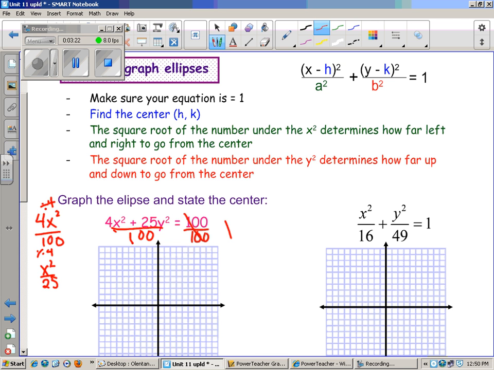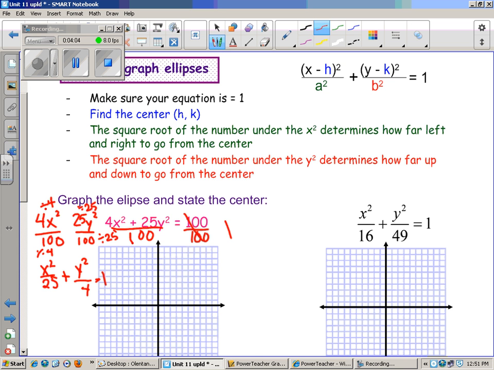Okay? Then I have to do the same thing with the y. I get 25 y squared over 100. Do 25 and 100 have anything in common? 25. So I'm going to divide top and bottom by 25. And that gives me y squared all over 4. So I have x squared over 25 plus y squared over 4 equals 1. Does that look like an ellipse? Is that a standard form for an ellipse? Yes. So I can graph it just like I do a circle. So what's the center?